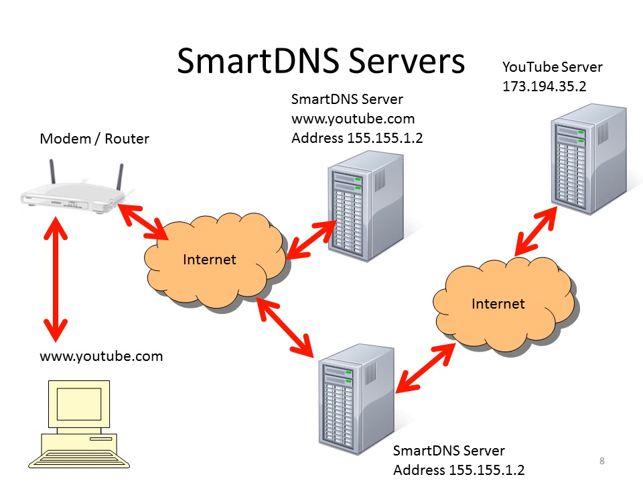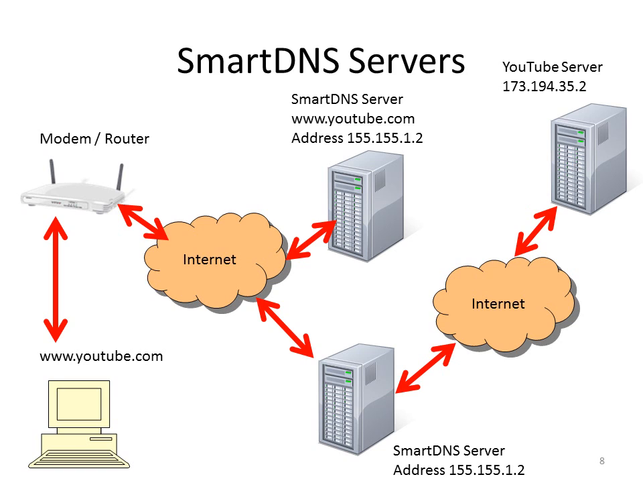So how do Smart DNS servers work? Well, they act as basically a middleman. So you type in youtube.com, the computer sends it to the modem router, it goes to the internet, it then goes to a Smart DNS server, which will tell you the address for YouTube is in fact 155.155.1.2. It then sends that number back to your computer, which puts that number in and goes back onto the internet again.